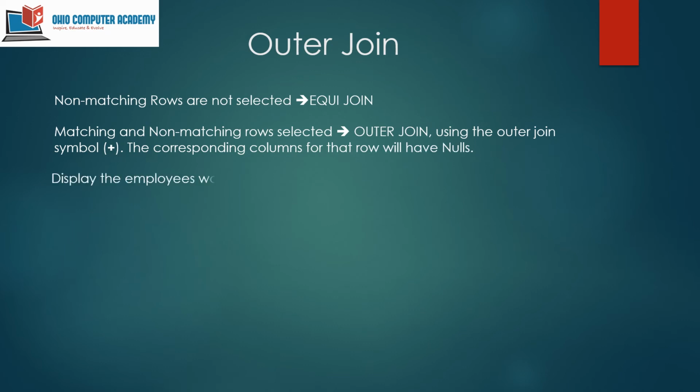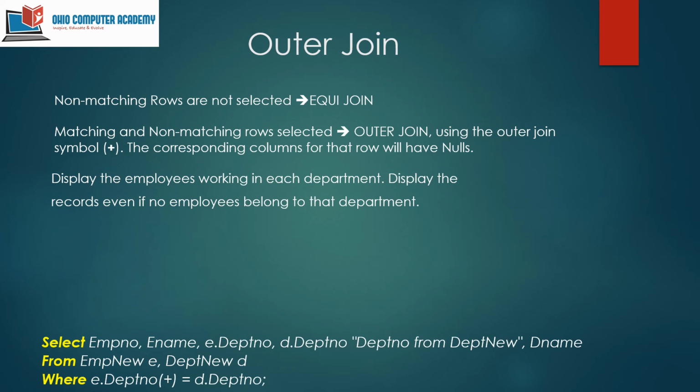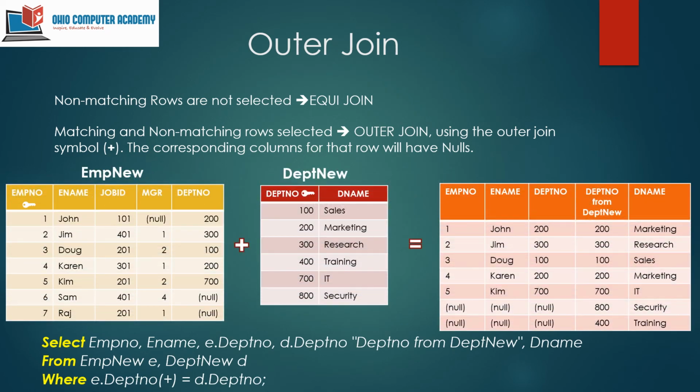Consider this requirement. We need to display the employees working in each department, and it must display the records even if no employees belong to that department. The query is shown here. And we can see the output. In this example, we have displayed the department number from both employee new and department new tables. The output of the SQL shows that there are 2 departments, namely department number 800 and 400, in which there are no employees. Outer join displays the matching rows as well as the non-matching rows, as in this example.